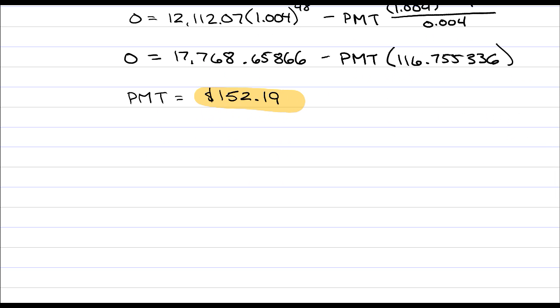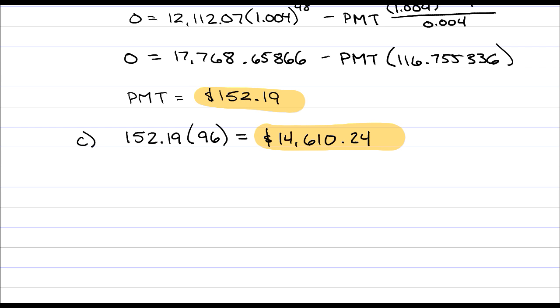Parts C and D deal with interest. Part C asks, how much does Gary pay back total over the course of the 8 years? His payments are $152.19 apiece. Over the course of the 8 years, he makes 96 of these payments. So he pays back a total of $14,610.24.